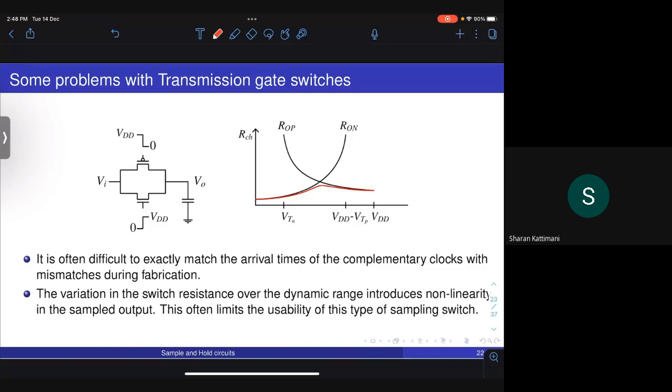It is very difficult to exactly match the arrival of complementary clocks with mismatches during fabrication. Even if you design it so that everything is exactly matched, because of variations in fabrication processes, some delays will change, which will produce a mismatch, and that will result in an error. Second thing is, even though the switch resistance is low from 0 to VDD, the variation in switch resistance is quite high.